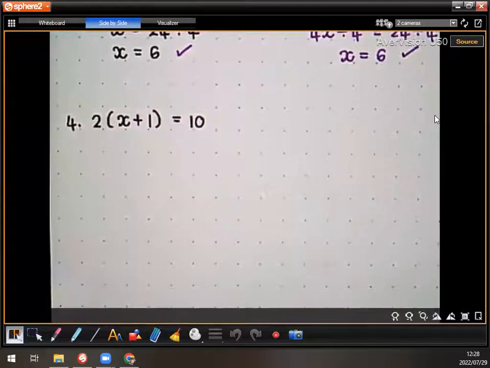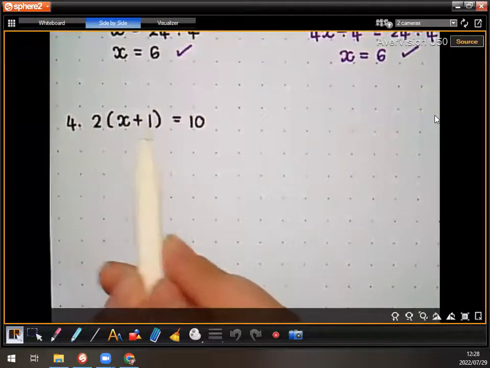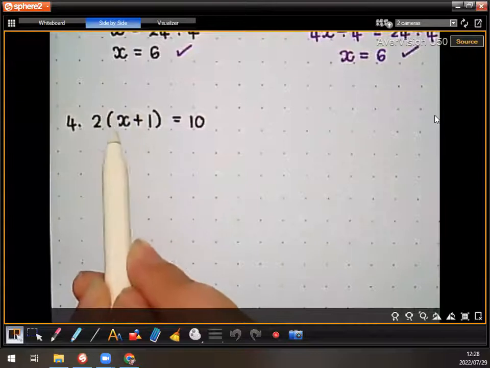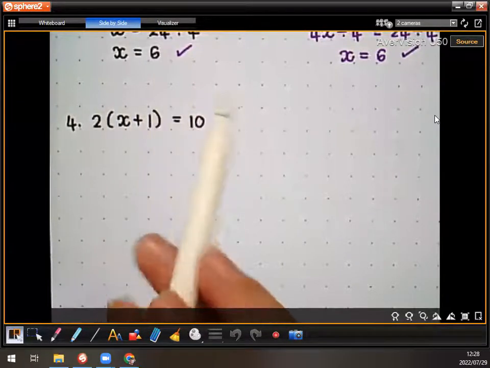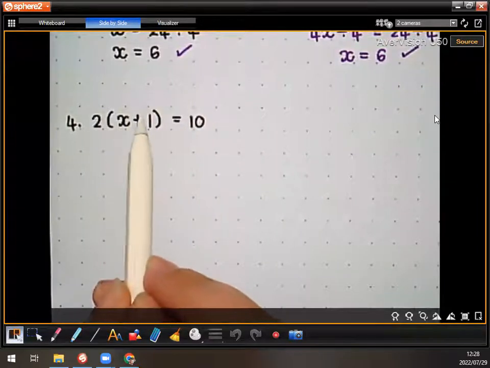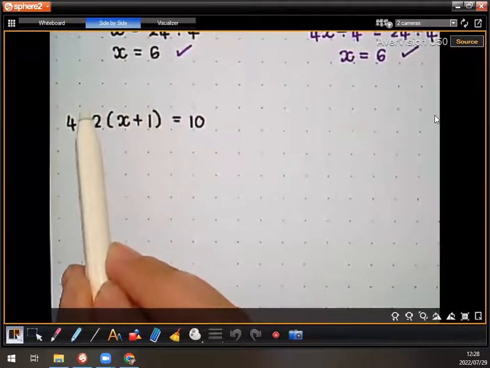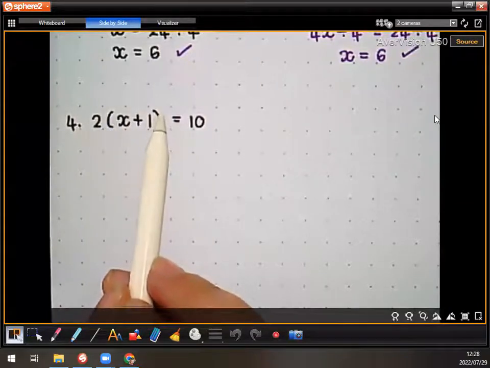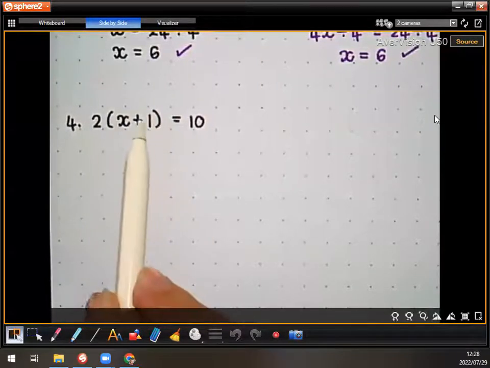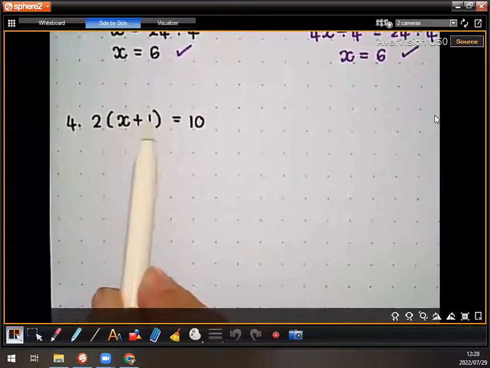Okay, so for this one, guys, what do we think happened to x first here? Did I first multiply x by 2 and then add 1? Or did I first add 1 to x and then multiply that by 2? I first added 1, hey, it's in brackets. This means that I'm saying whatever my x value is plus 1, I'm then multiplying that by 2.